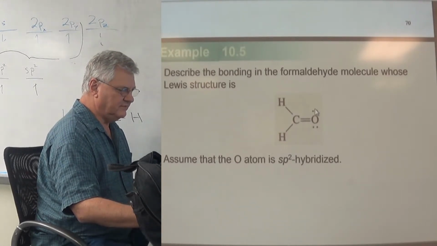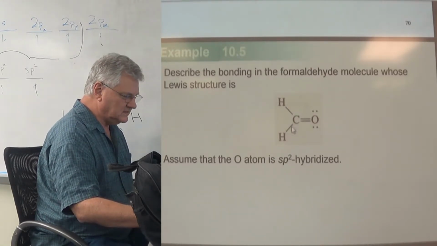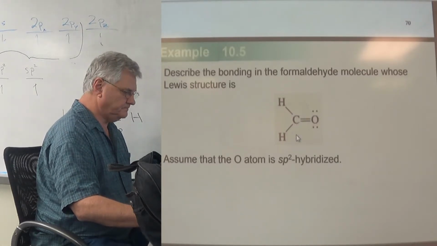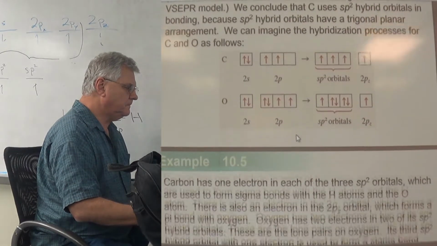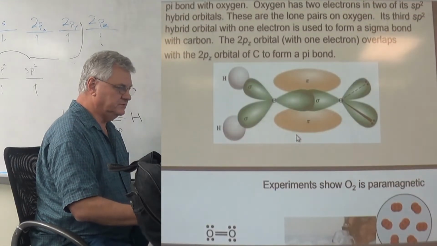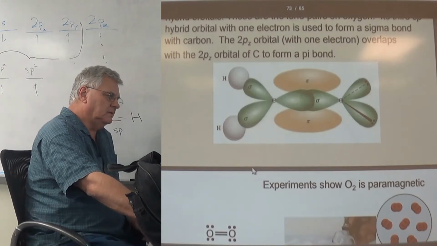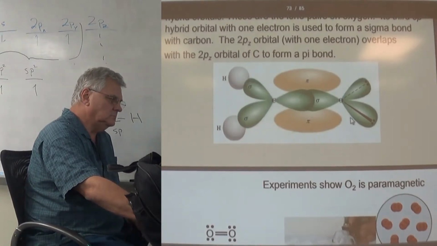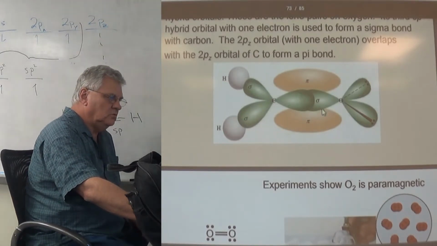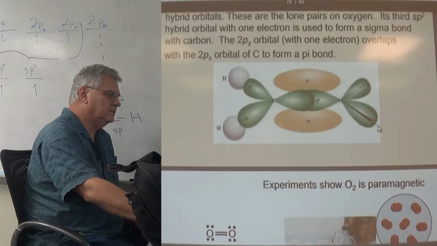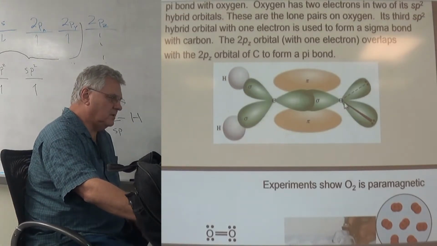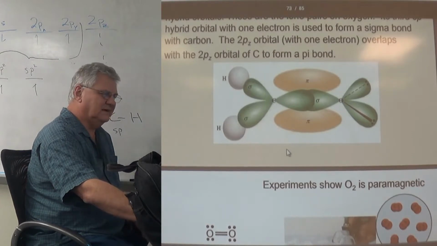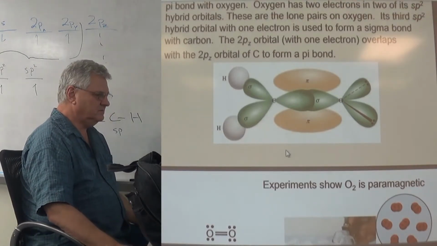Now this oxygen is also Sp2 hybridized, but it only forms 2 bonds. Since it's Sp2, it's going to have 2 pairs of electrons in Sp2 orbitals, and then it's going to have 1 sigma bond and 1 pi bond. And here it shows you the sigma and pi bonds. The carbon has 1, 2, 3 sigma bonds and 1 pi bond. The oxygen has 2 pairs of electrons in Sp2 orbitals. The oxygen has 1 sigma bond and 1 pi bond. Don't forget, oxygen only forms 2 bonds. Carbon forms 4.